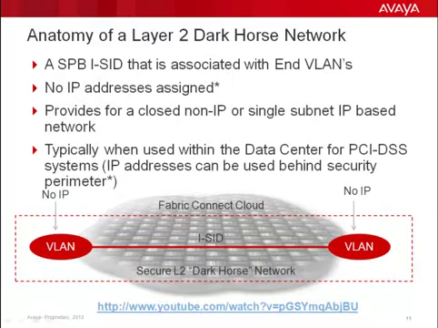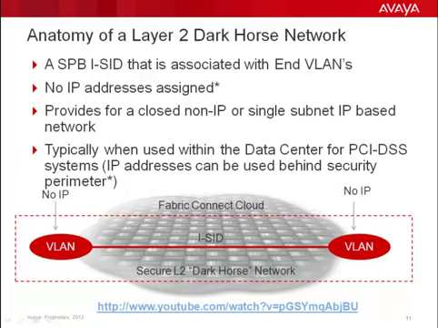The anatomy of a Layer 2 Darkhorse network is also very simple. It is nothing more than an ISID that is associated with VLANs. The VLANs are not given IP addresses, however. As such, a standalone Layer 2 network is created where nothing can enter or exit. These are extremely useful to extend secure Layer 2 protocol environments such as SCADA. Layer 2 Darkhorse networks allow for the easy and secure distribution of such protocol environments.